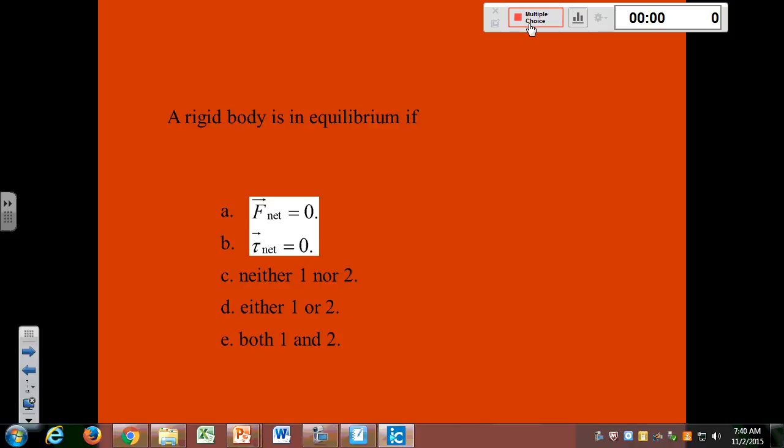A rigid body is in equilibrium. What are the criteria for a rigid body being in equilibrium? The net force, the net torque equal to 0: either 1 or 2, or both 1 and 2.